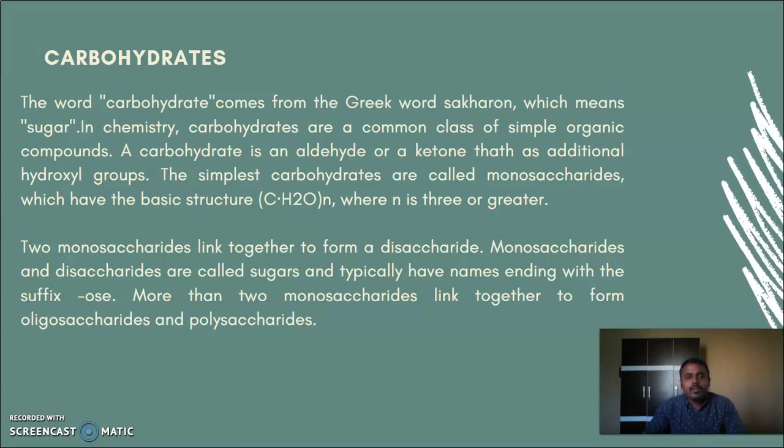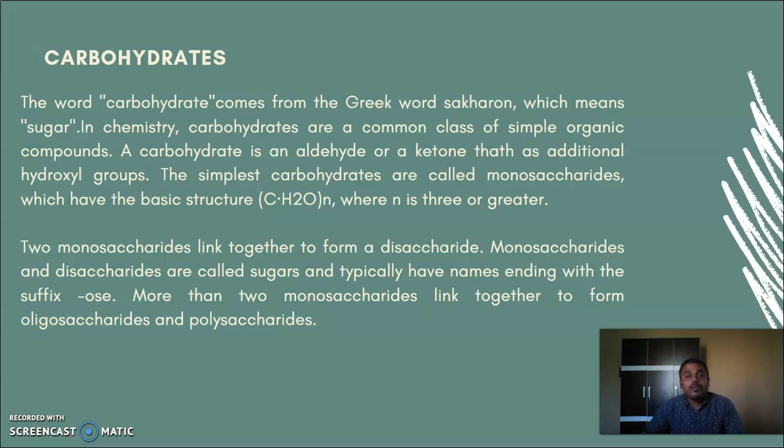Whenever we taste something that is sugary, so sweet, it's going to have carbohydrates. In chemistry, carbohydrates are a common class of simple organic compounds. A carbohydrate is an aldehyde or sometimes a ketone that has additional hydroxyl groups. The simplest carbohydrates are called monosaccharides, the very simple form, a single unit, which have the basic structure CH2O n, where n is 3 or usually greater. So this is the generic formula of a carbohydrate.